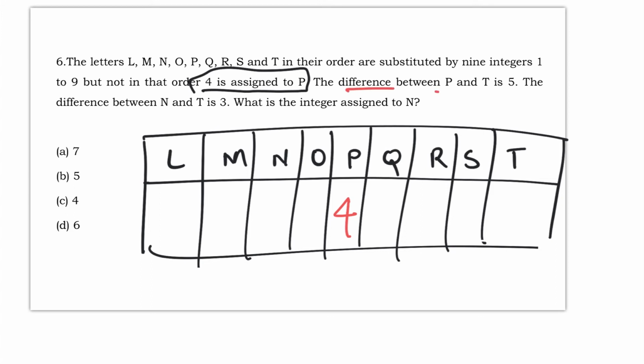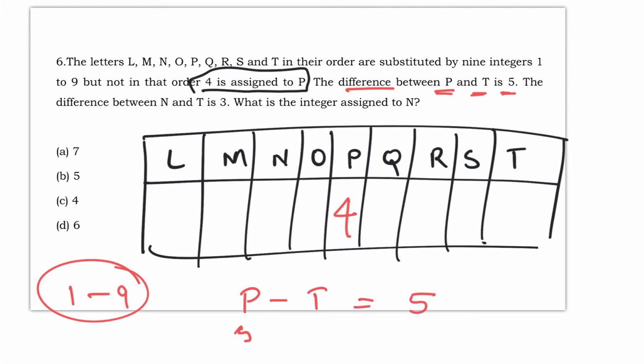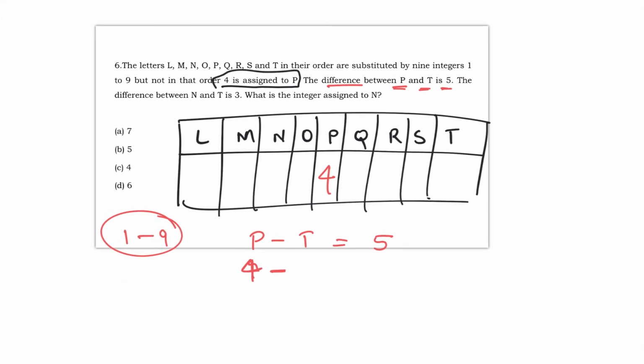The difference between P and T is 5 here, okay, and the letters are between 1 and 9. So P means actually 4. So 4 minus what number will be giving 5? 4 minus 9 you will be getting 5. So T will be obviously 9 here.